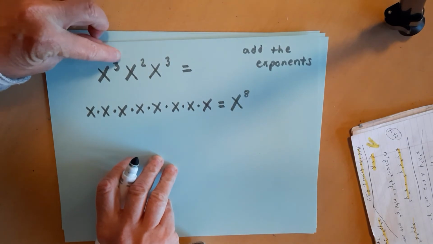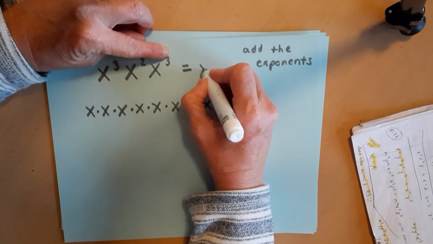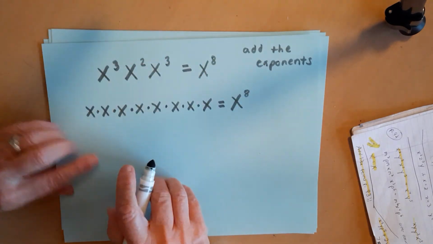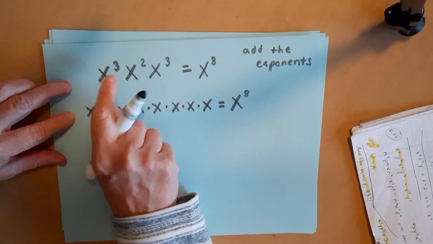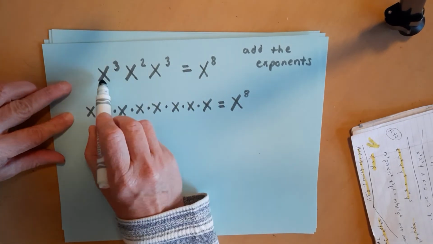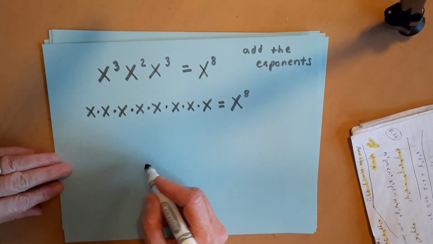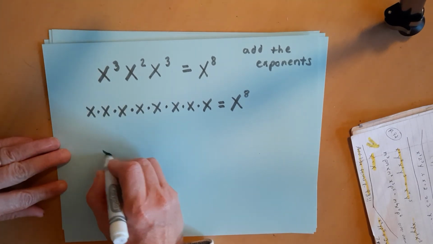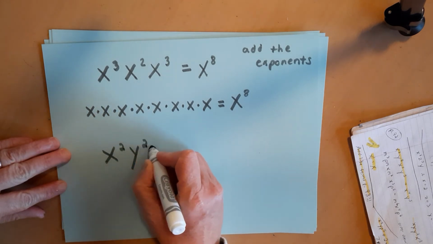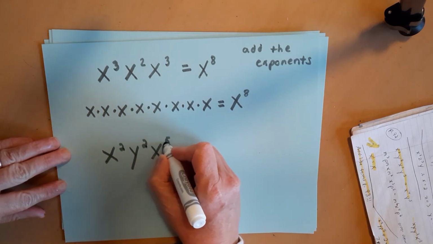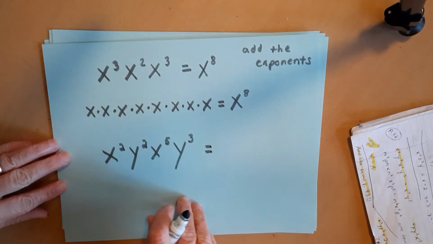And the way you got that was you add these exponents. 3 plus 2 is 5, plus 3 is 8. So you can write it all out, which takes a long time, or you can just note that to multiply numbers that have the same bases, you simply add the exponents. So one last problem that you'll see is something that looks like this: x squared, y squared, x to the 5th, y to the 3rd. And they want you to simplify that.